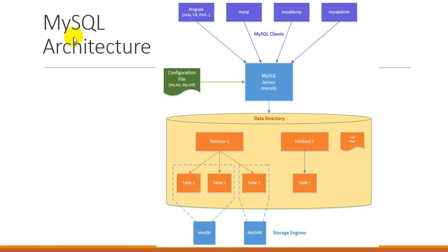So the MySQL architecture is something like this: using a MySQL client, you will request your data, and the MySQL server will handle your request. It will send your request to the database where your data is physically stored. It will then return the result to the MySQL server, and the MySQL server will return the result to the MySQL client. So this is the actual process flow of MySQL architecture. I hope you can understand this.